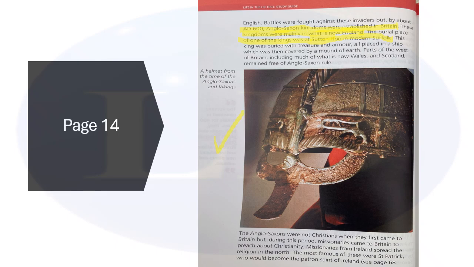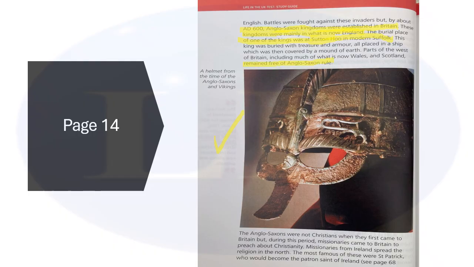You can see that. He was buried with armor, with jewelry, whatever the king had. Everything goes down with him. Parts of the west of Britain, including much of what is now Wales and Scotland, remained free of Anglo-Saxon rule.